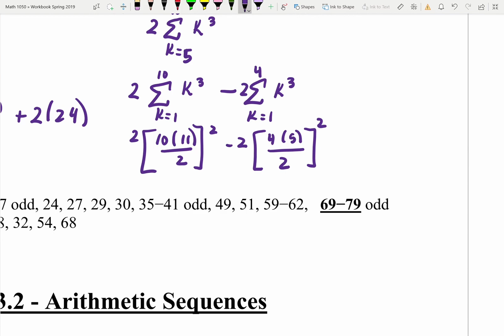Now, kind of complicated to put in your calculator. Personally, I would go, what is 10 times 11? That's 110. So I'm going to go 2 parenthesis, 110 divided by 2, close it, x squared, minus 2 parenthesis. 4 times 5 is 20. 20 divided by 2 is 10. So I'm going to go 10, close it off, x squared, hit enter. My answer is 5,850, and I'm done.